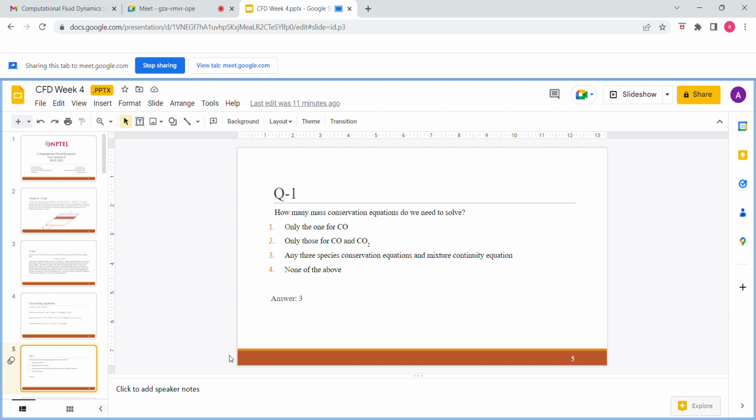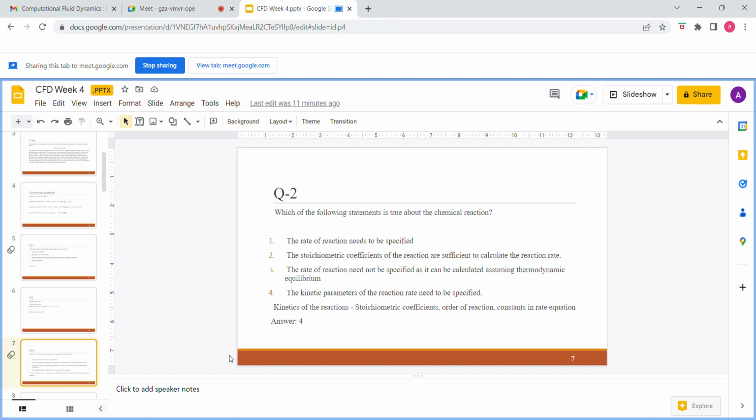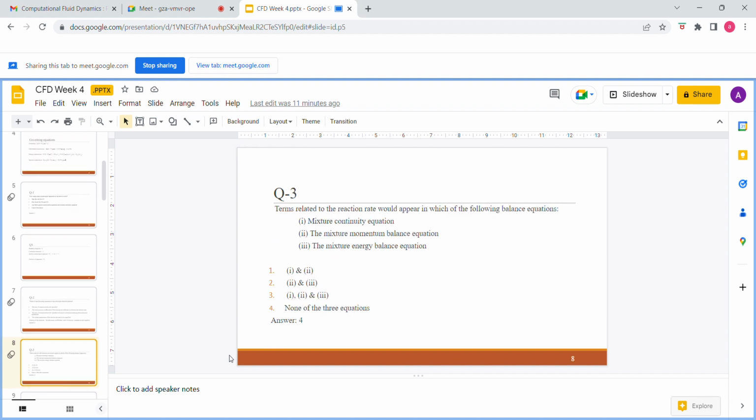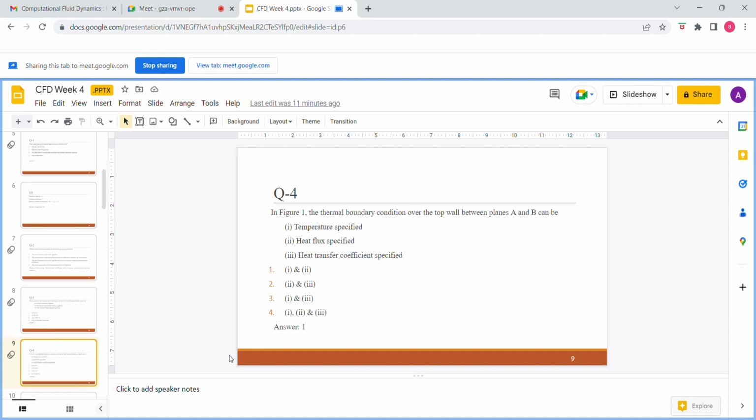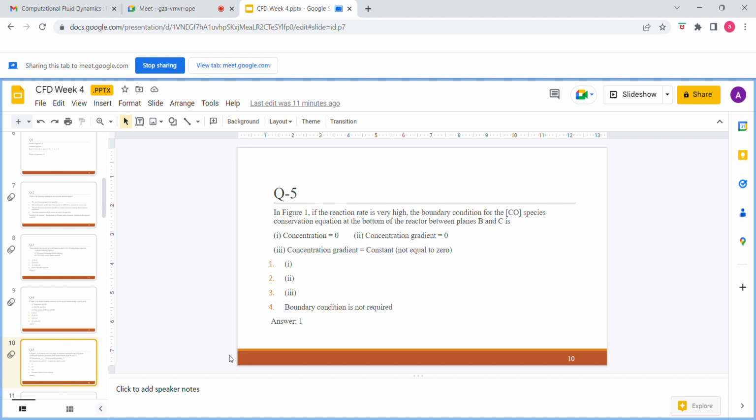In these assignment problems, the number of mass conservation equations was asked, and what things would be specified for the chemical reaction when considering chemical reaction in CFD. The kinetics of the reaction is very important, and it needs to be included in the equations. So the kinetics of the reaction rate needs to be specified, and the thermal boundary conditions, which could be Dirichlet or Neumann, where we can either specify the variables or specify the flux values.